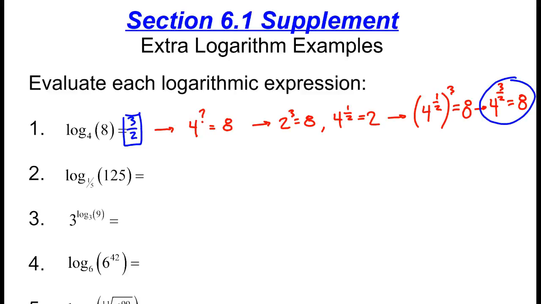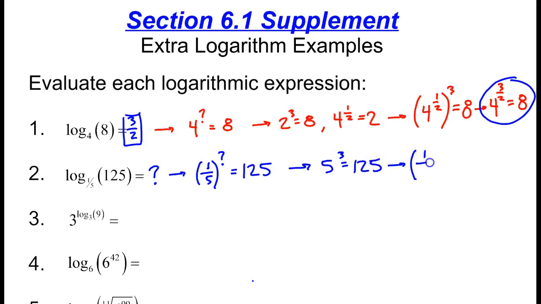I'll use the same strategy on this next problem. Log base 1/5 of 125 equals, well, I don't know. We'll call it question mark. So that means 1/5 to the question mark power is equal to 125. Did you know that 5 cubed equals 125? So if I want to take 1/5 and turn it into 125, I need to raise it to the -3rd power. Don't forget that negative exponent means reciprocal. So my question mark is -3.